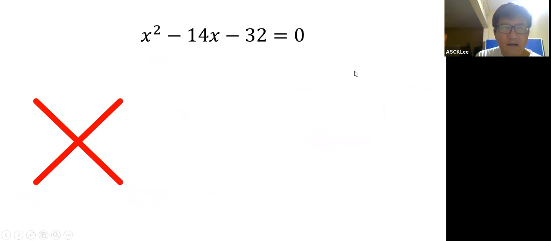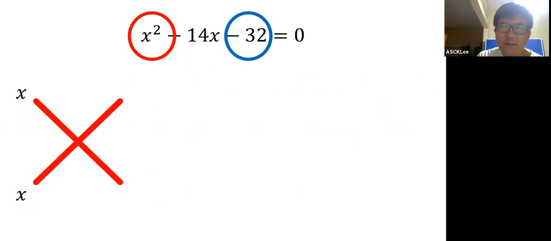Okay, this question, solve this. Again, let's look at x squared, so x times x. Look at minus 32, and let's try 4 times minus 8.